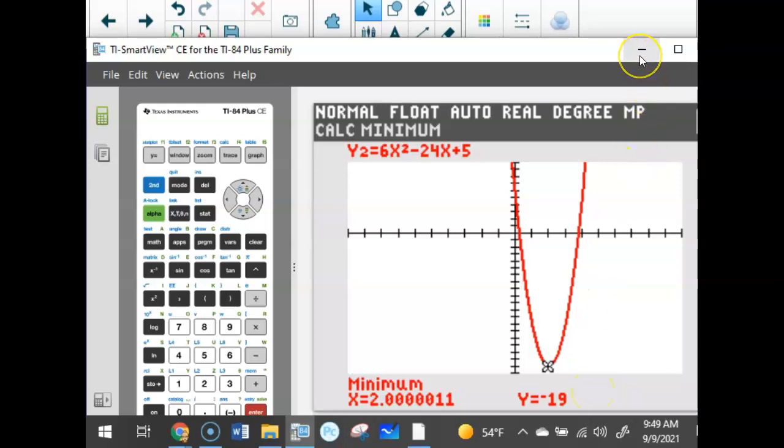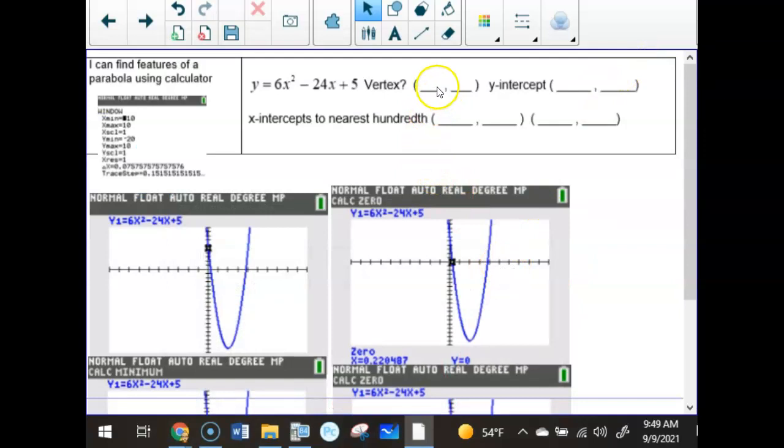Someone having trouble? Yes. If we just go to the graph, I think it's changing it. Yeah, just go ahead and hit graph, okay? And then we did min. All right, so we got down to 2 negative 11. And that was the vertex.